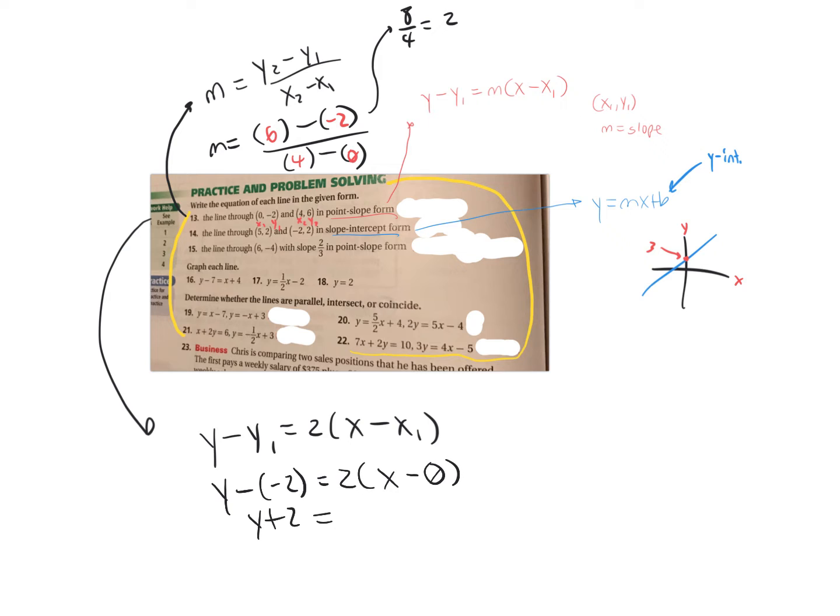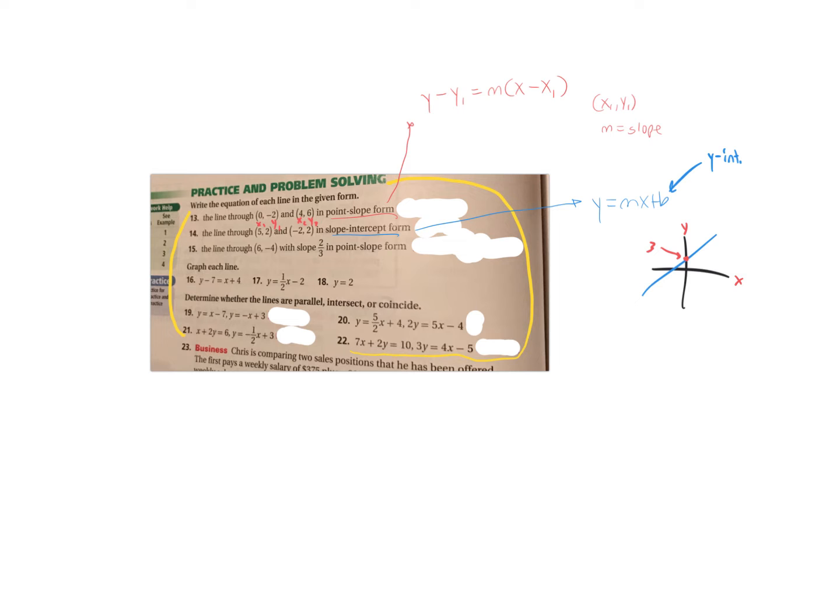For problem number 13, we could start filling out that point slope form right away. We know that the slope is 2, and it's going to be x minus x1. We established that x1, y1 is 0, -2. So we could say y minus -2 equals 2 times x minus 0. That would be y plus 2 equals 2x at the end of the day, and I think your teacher should be fine with you just leaving it like that. Hopefully that makes sense.